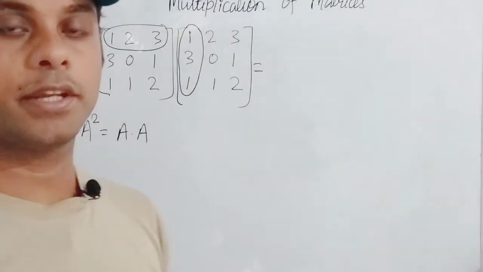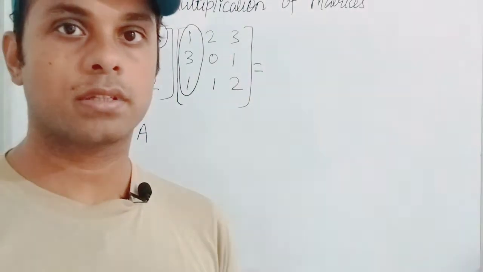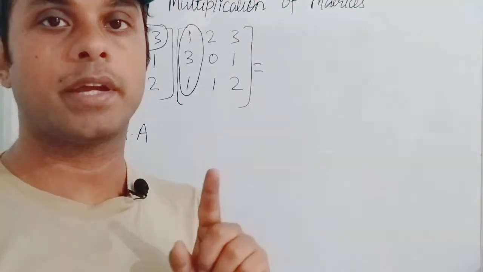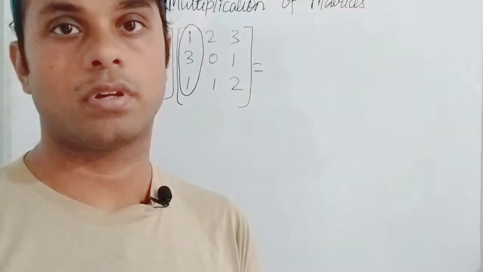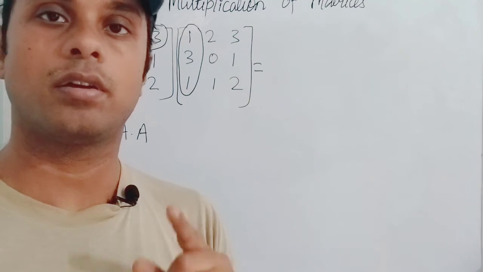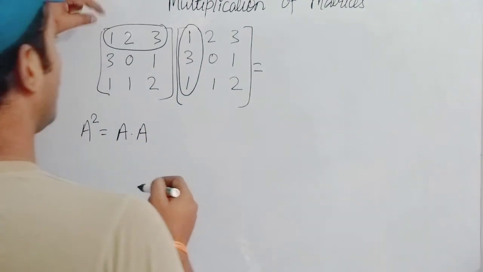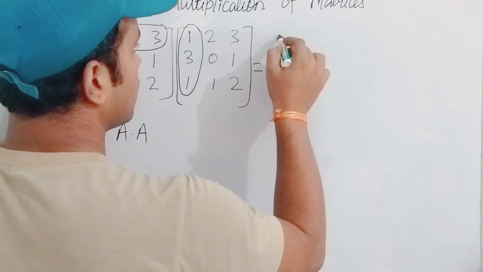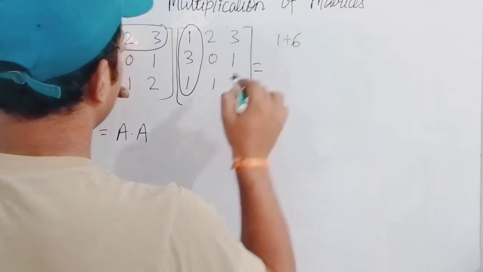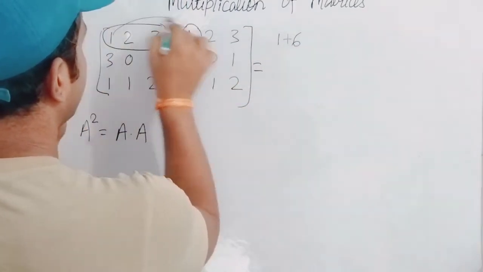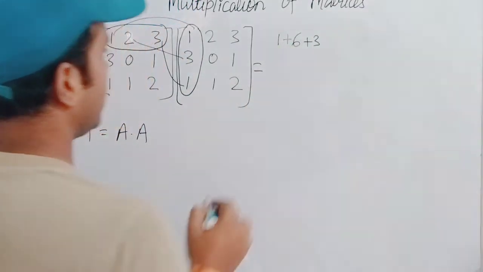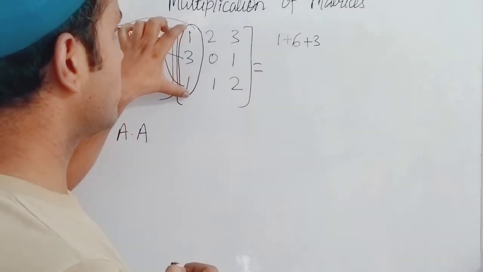First you multiply and then you add. We multiply always corresponding elements. First element of first row will be multiplied with the first element of first column. Second element of first row will be multiplied with second element of the column, like that. So 1 into 1 is 1 plus 2 into 3 is 6. It's like this: 1 into 1, 2 into 3 and 3 into 1. So it's 3. Now look, first row is multiplied with first column.